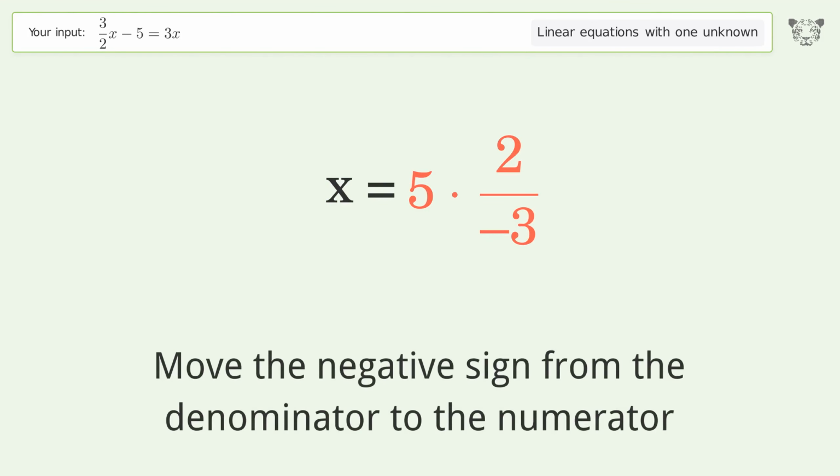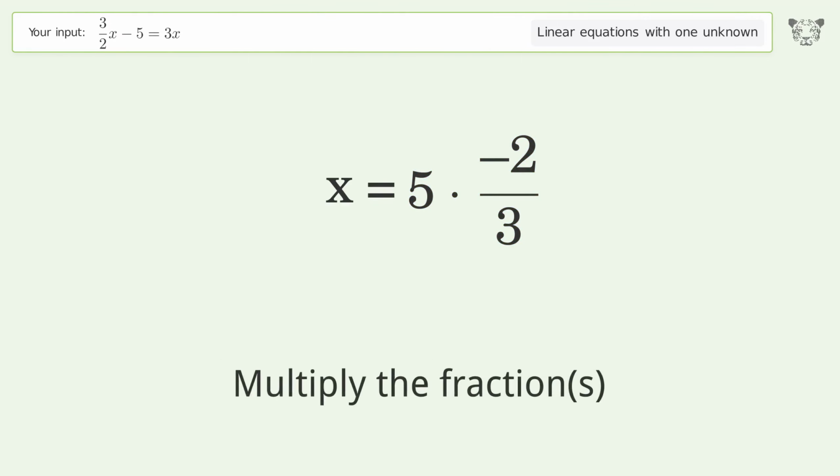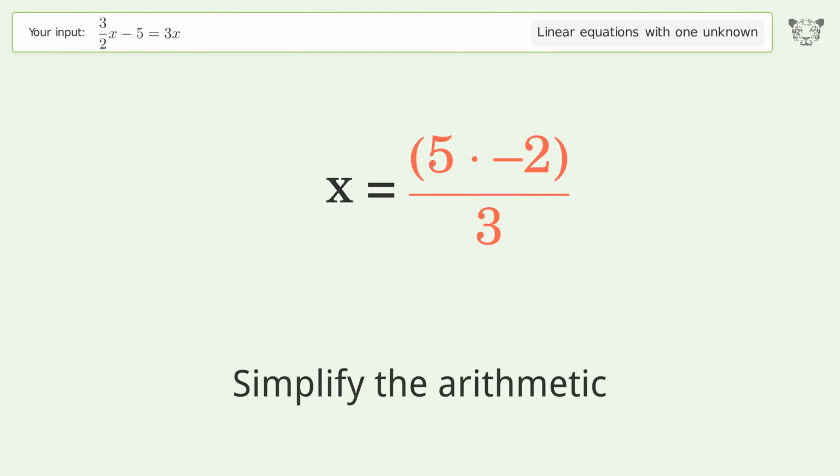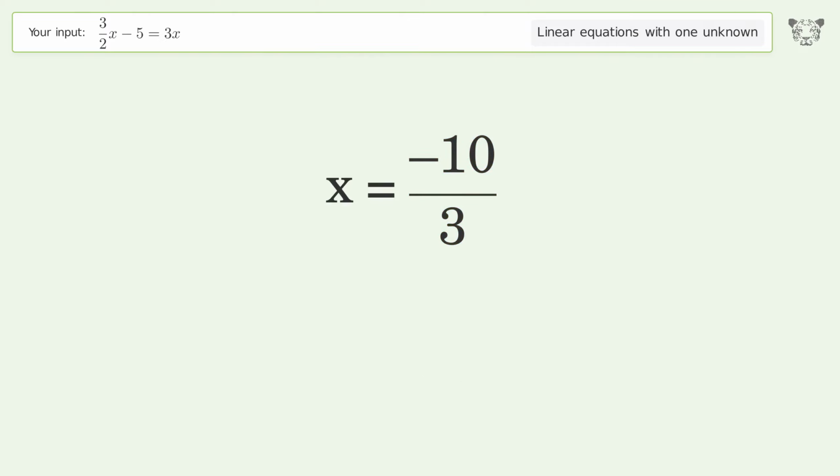Move the negative sign from the denominator to the numerator. Multiply the fractions. Simplify the arithmetic. And so the final result is x equals -10/3.